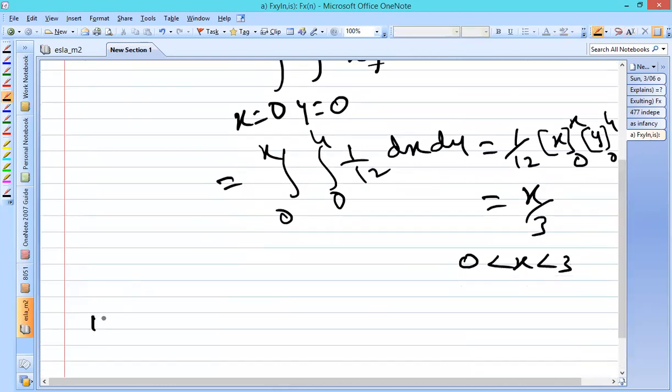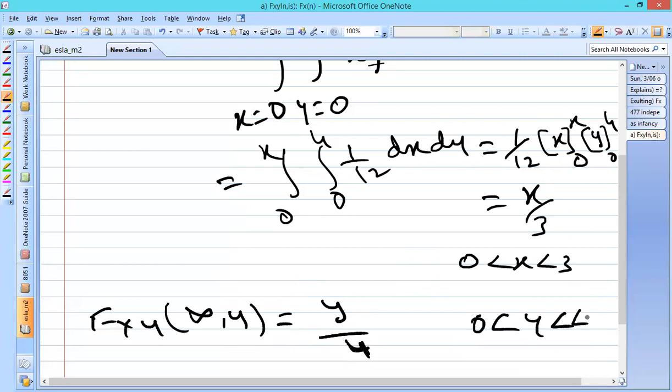In the next part, calculate f_XY(infinity, y). Make the calculation and tell me the answer. y by 4. Is everyone getting the same answer? Yes, y by 4, where y is lying between 0 to 4. That you have to write.